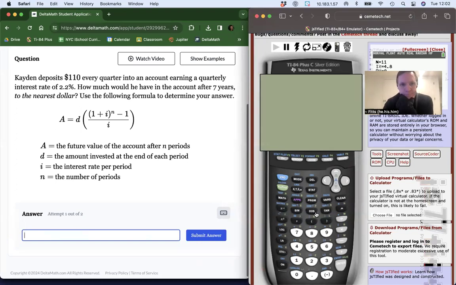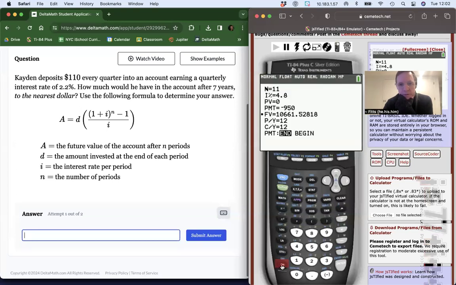Okay. First I'm going to hit apps. First I have to turn my calculator on. So I would hit apps 1 for finance, TVM Solver. Now this is a different problem I had done, so I'm just going to write over everything. Actually, let's go ahead and clear the calculator. Okay, try that again. Apps 1, 1.